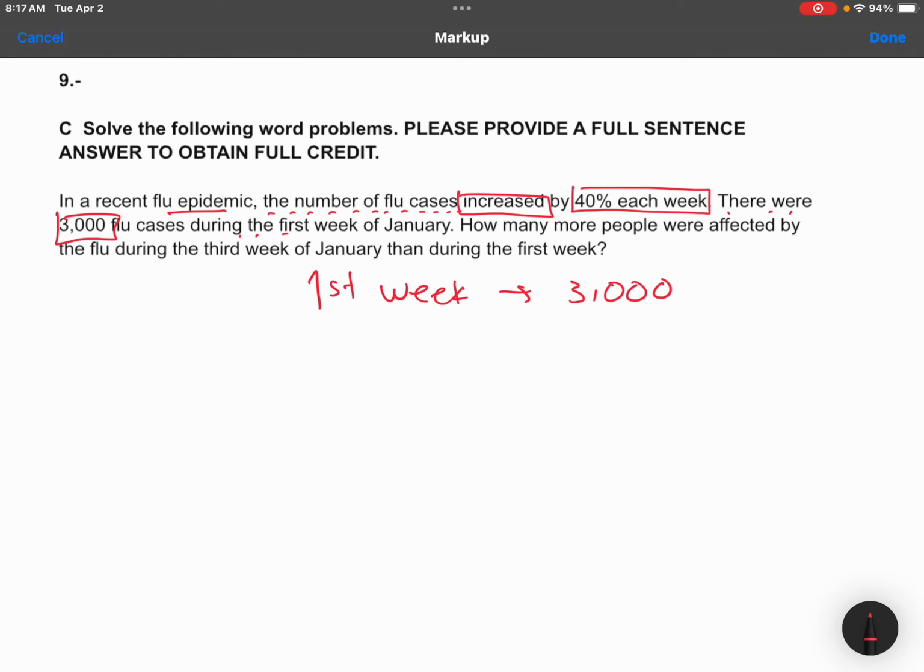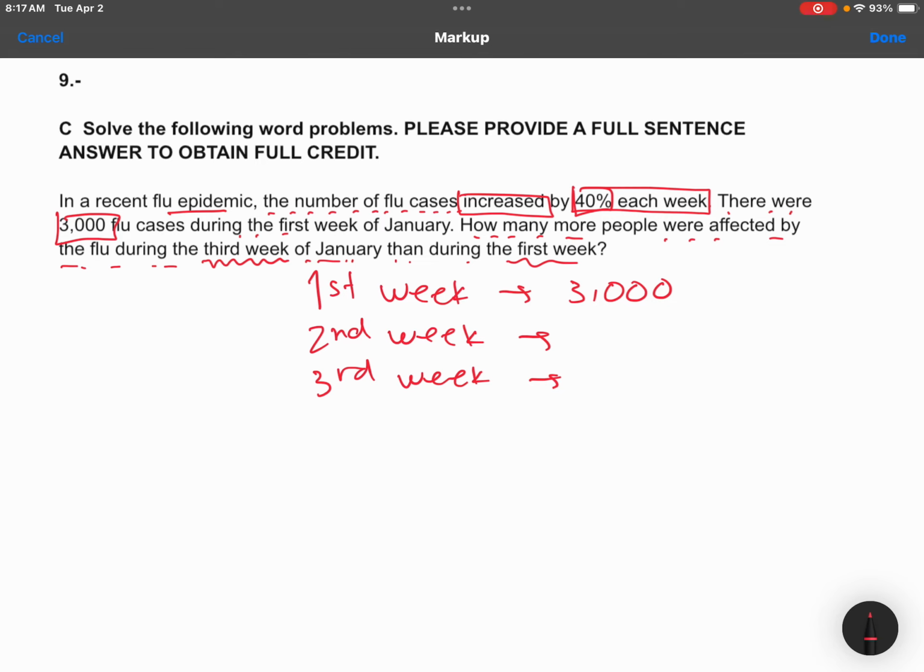Okay, that's a good piece of information. Question: how many more people were affected by the flu during the third week of January than during the first week? So how many more people did we have sick during the third week than the first? This first week we had 3,000. How about the second week? How about the third week? We don't know, but we do know that every week you have an increase of 40%. So if we take 40% of our sick people, we can figure out how many people we're expecting to be sick the following week.